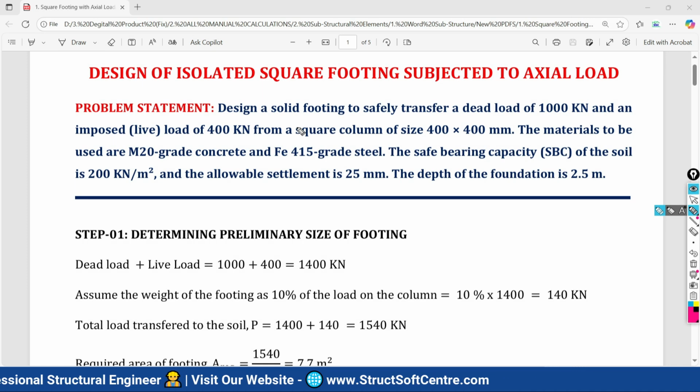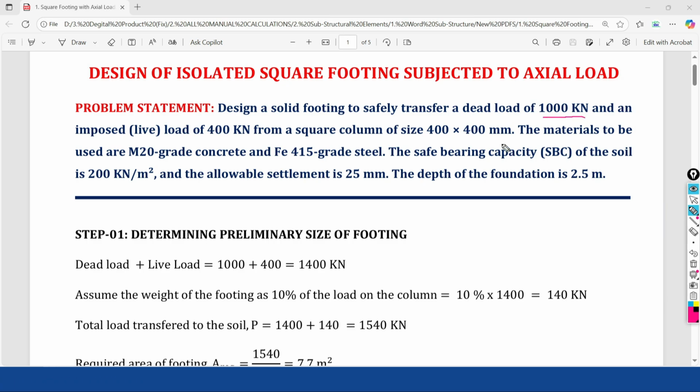First of all, try to understand the problem statement. So we have to design a solid footing which is subjected to an axial load of 1000 kilonewton as a dead load and imposed load, means the live load, of 400 kilonewton. So there is a column which is carrying a load of 1000 kilonewton as a dead load and 400 kilonewton as a live load, and the column having the size of 400 by 400 in mm.